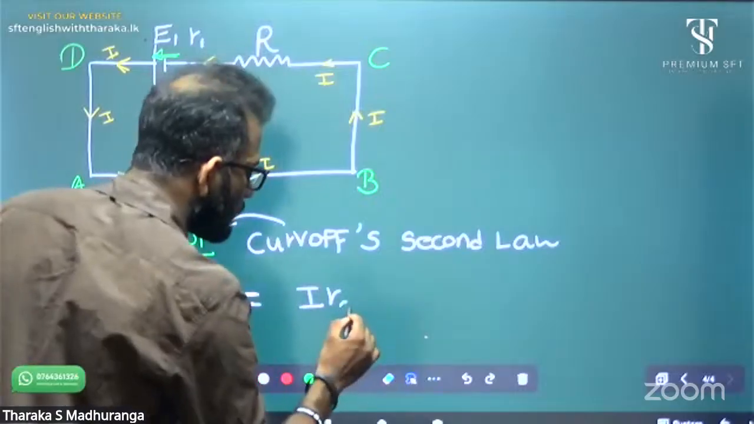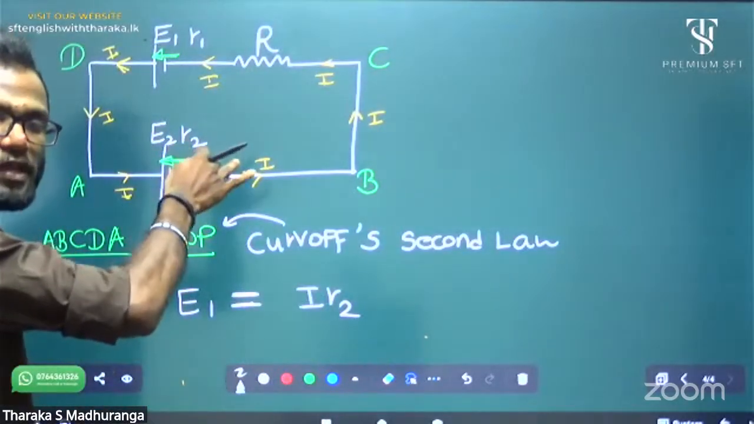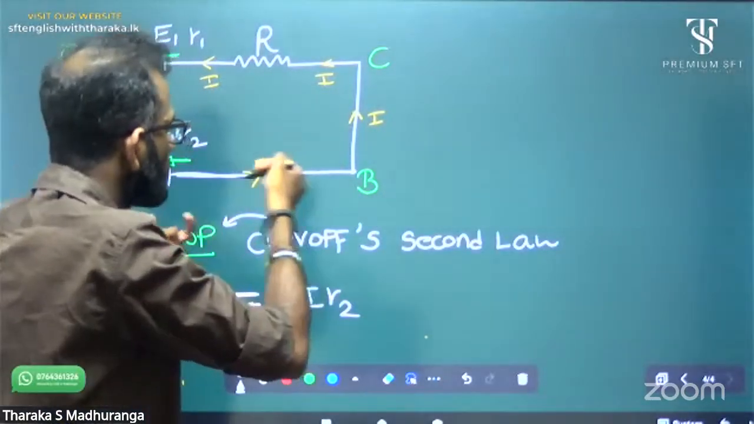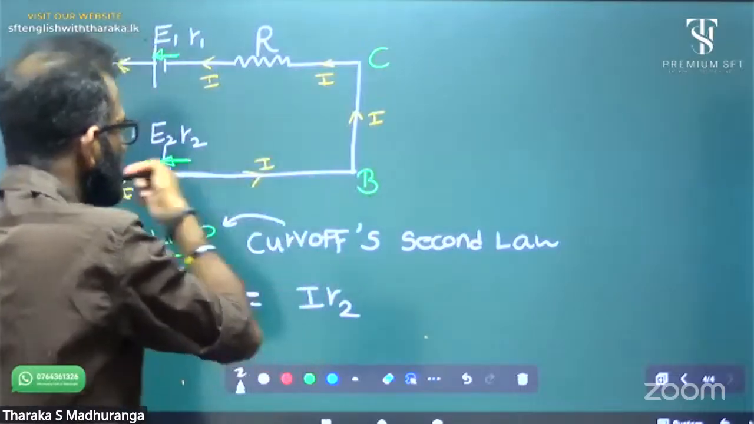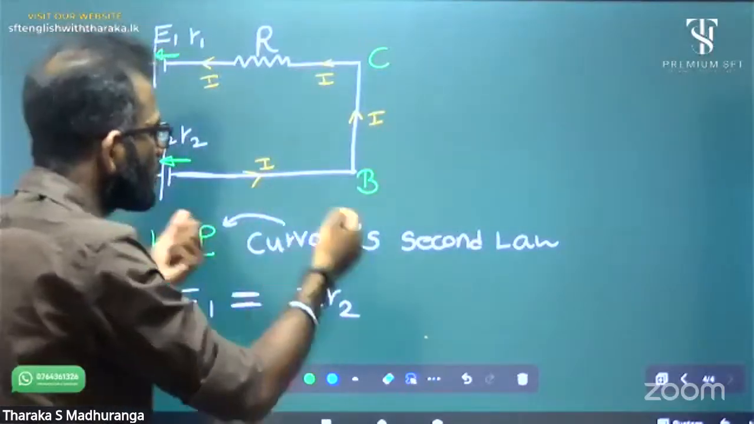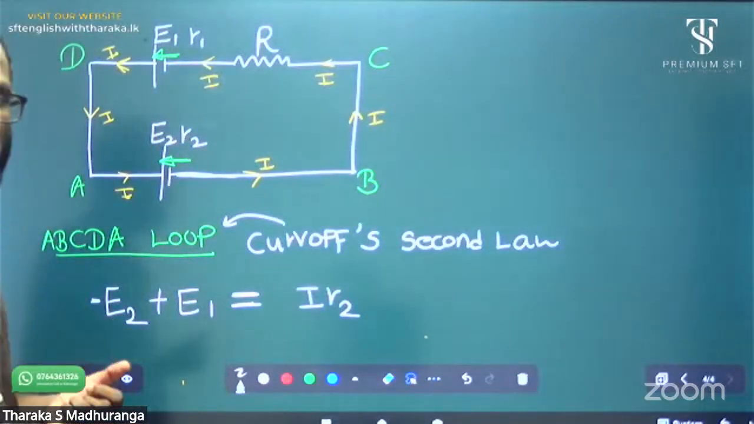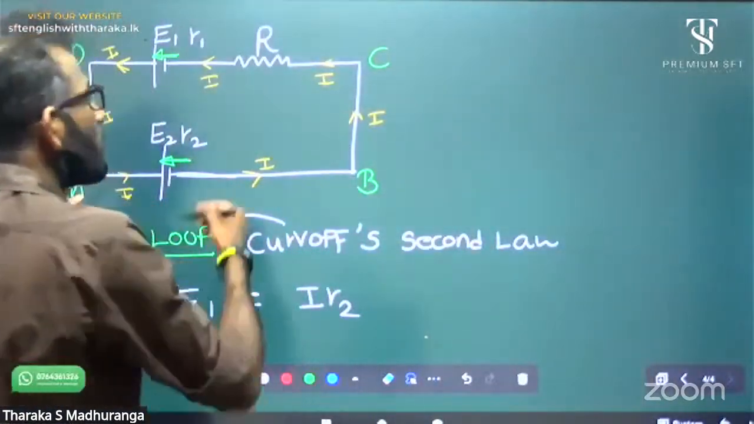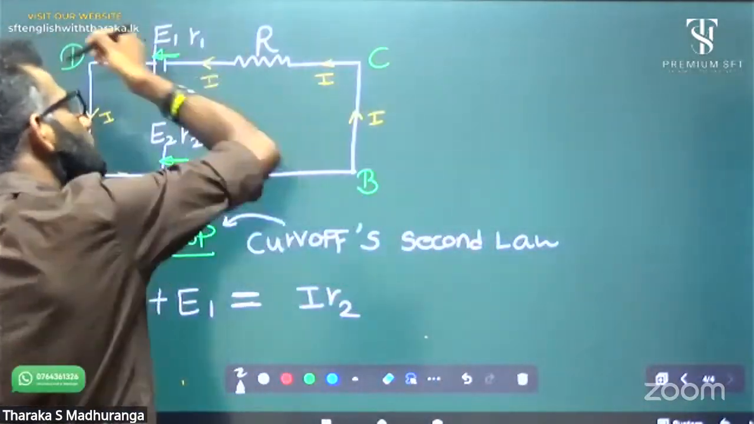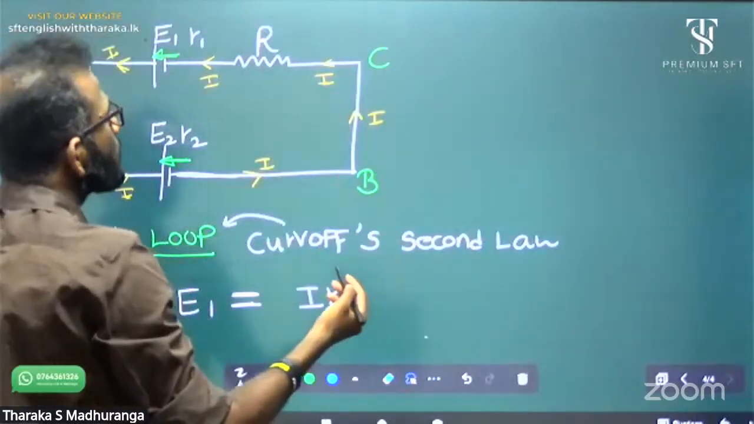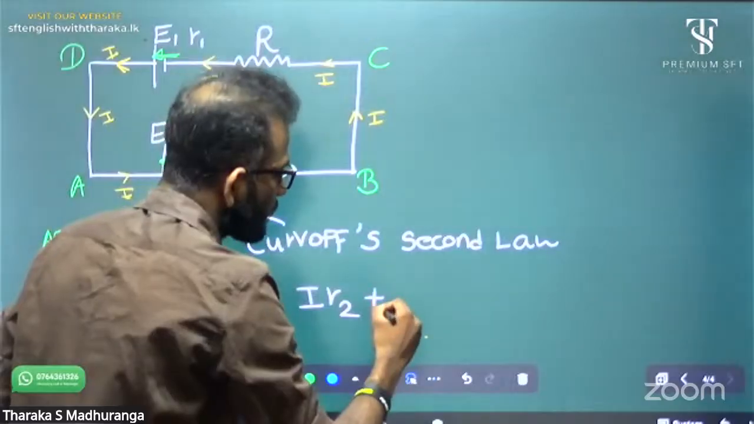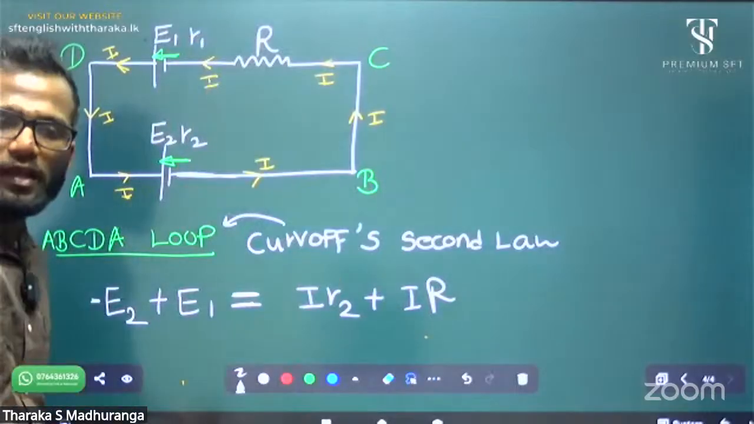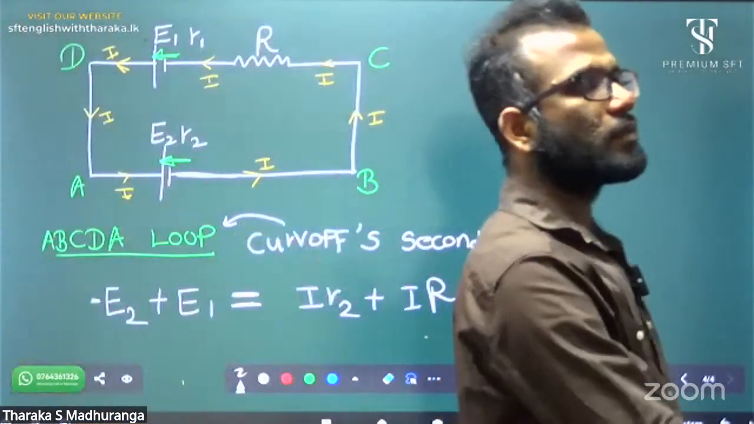Okay, next you have to decide whether it is negative or positive. My direction and current direction are the same. So you can keep it positive. This is an IR product, not an electromotive force. Okay, B to C, no resistance. C to D, there is resistance. Capital R, I capital R, and my direction and current direction are the same. It's IR plus IR.